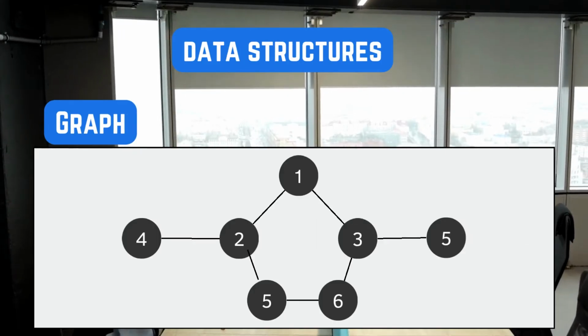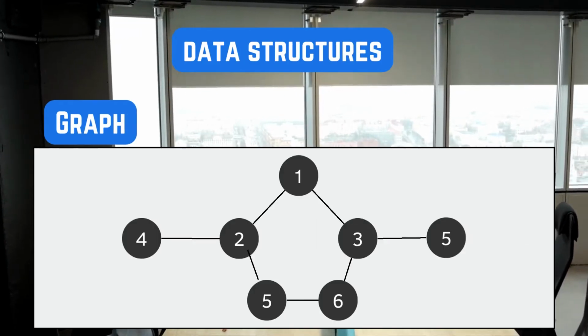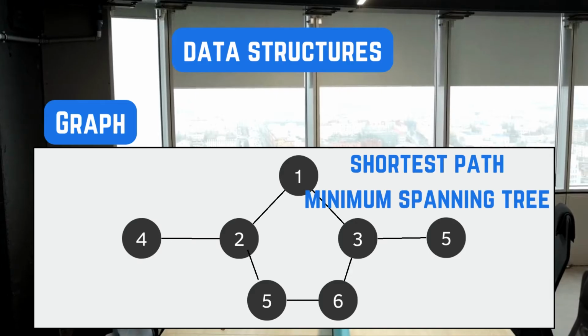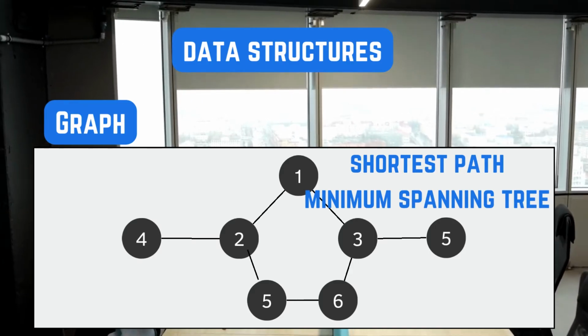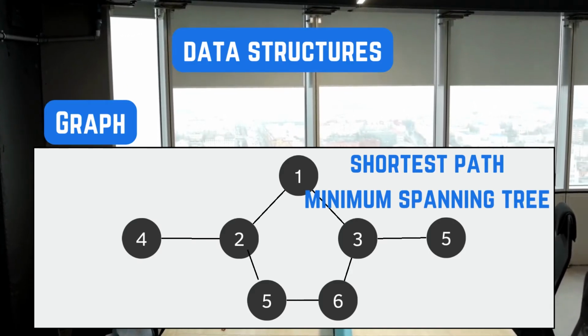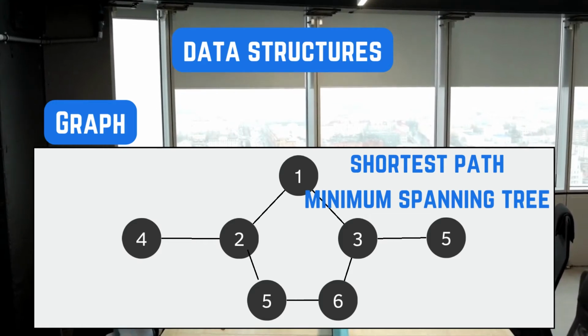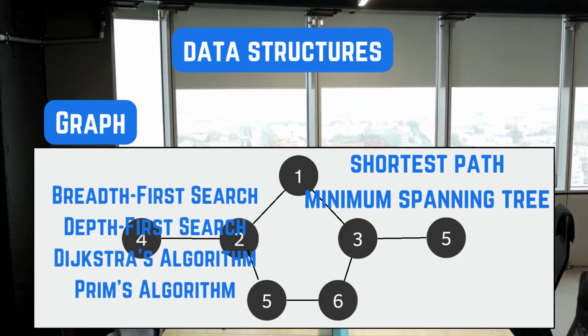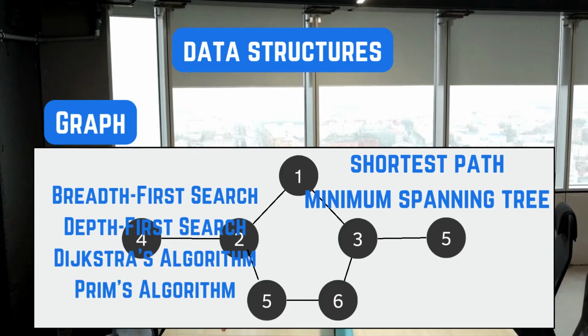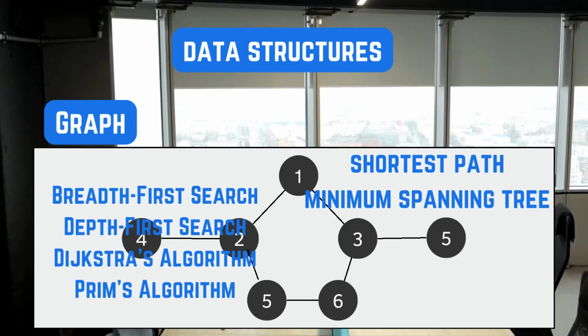Third is graph algorithm. Graph algorithms deal with finding the shortest path between two nodes, finding the minimum spanning tree, and many other graph-related operations. Some of the popular graph algorithms include breadth-first search, depth-first search, Dijkstra's algorithm, Prim's algorithm.